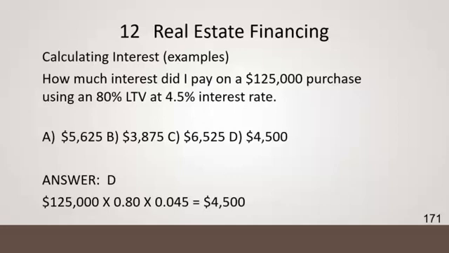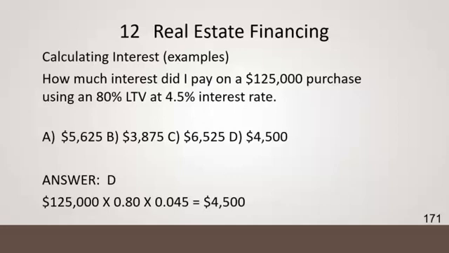There's the key. It's a $125,000 purchase, but the interest is on the loan amount, so it's an 80% loan to value, which means my loan is only $100,000. 4.5% of $100,000 is $4,500. So that's the typical question that will be on a state exam.